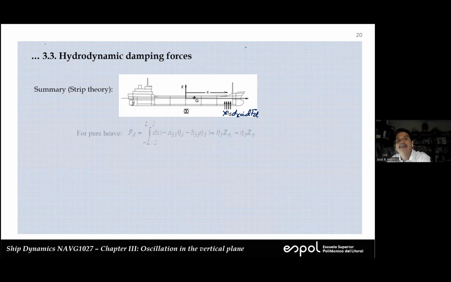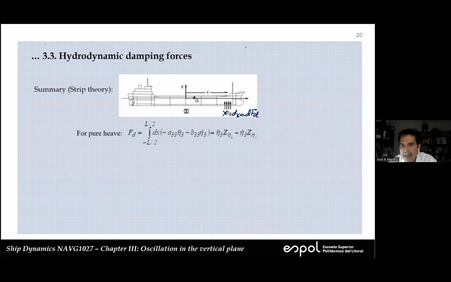Now this f_d integrated along the length of the ship can produce the force. That's what we need in our equation. In this case, I'm talking about pure heave, so the ship moves vertically, with no rotation. We know there is going to be a term proportional to the acceleration, which opposes the acceleration, and that's the added mass. This is per unit length multiplied by dx, and we integrate, and that gives us the total force. Similarly for the damping.